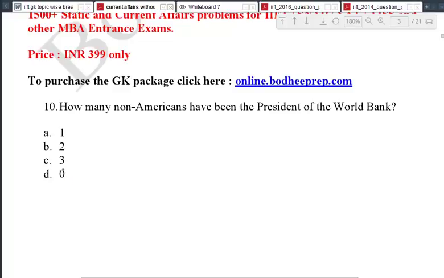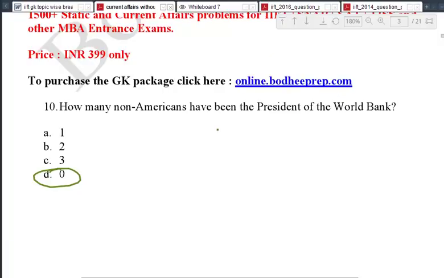Zero, because the World Bank's president always has to be from America. A non-American can never be the president of the World Bank. No wonder they dominate, or dictate, the global economy. And what is the reason behind that, people? Why do the Americans dictate the global economy?